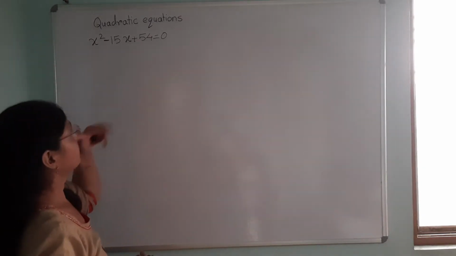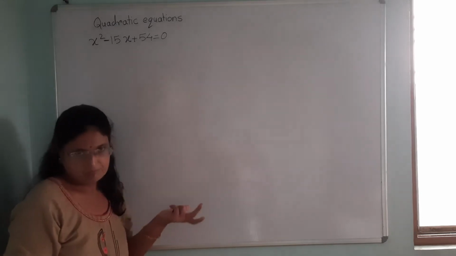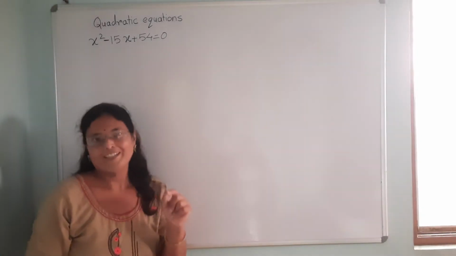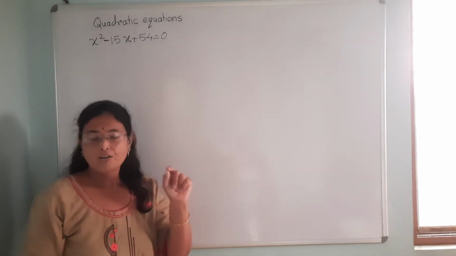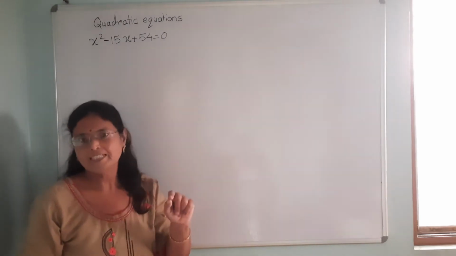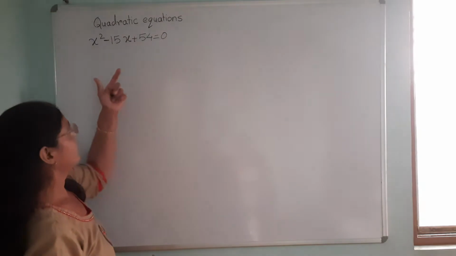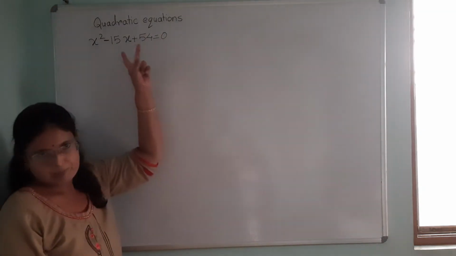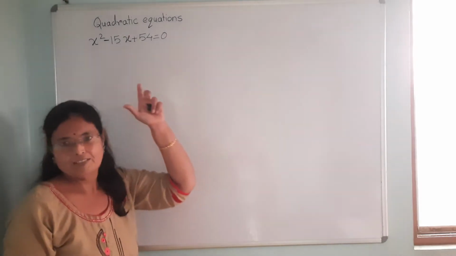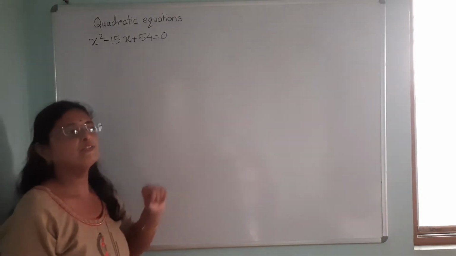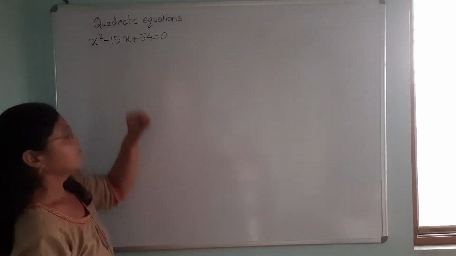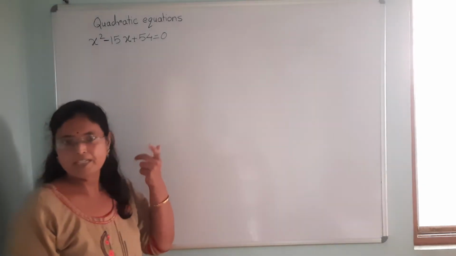Now what do you mean by solving the quadratic equation? Solving a quadratic equation means finding a value of that variable such that when we put that value in the variable, we get 0. That means both sides are equal. So finding the value of that variable which satisfies this equation means solving this quadratic equation.